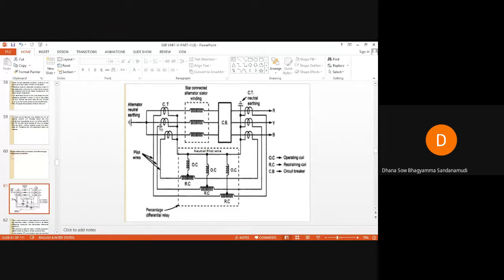Hence the relay will remain inoperative. When current in the secondary pilot wires is the same, we can say that there is a balanced circulating current in each phase of the pilot wires and the relay restraining coils. Therefore, no current will flow through these operating coils.